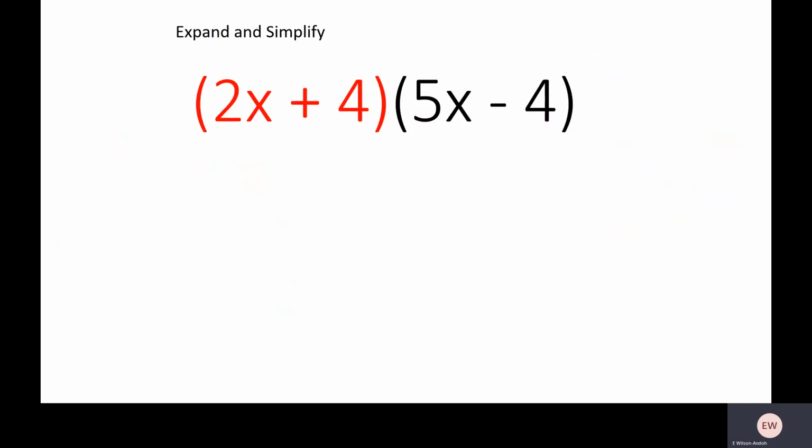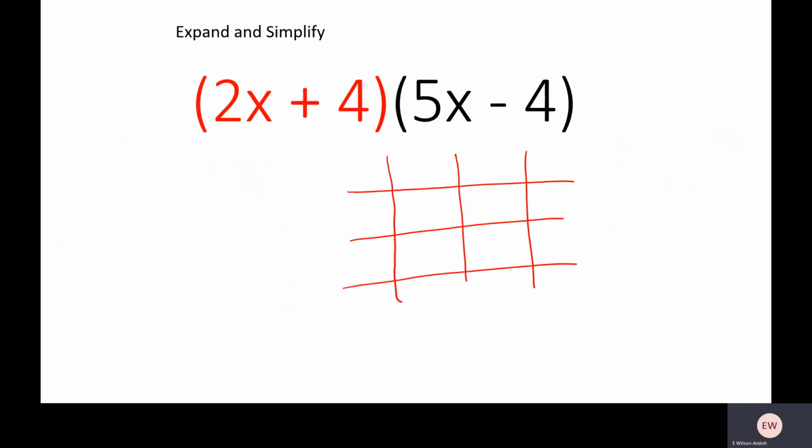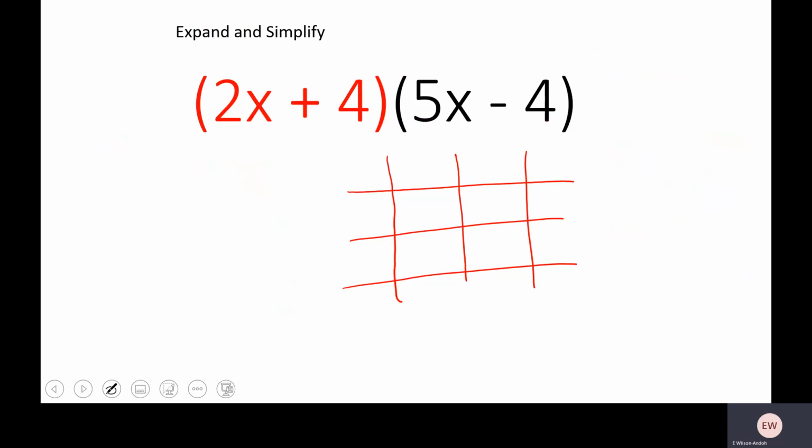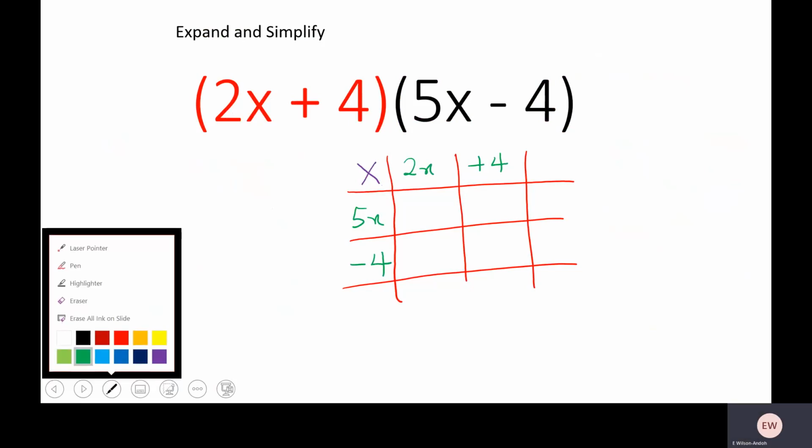In this example, I'm still going to use the grid method. So I have my multiplication sign there, and I'm going to put 2x plus 4, then 5x minus 4. So let's do the multiplication.